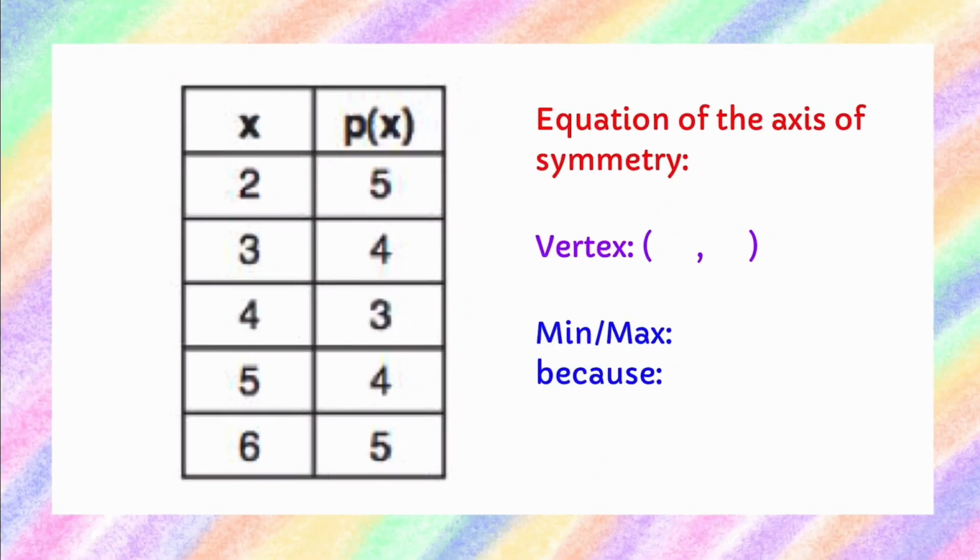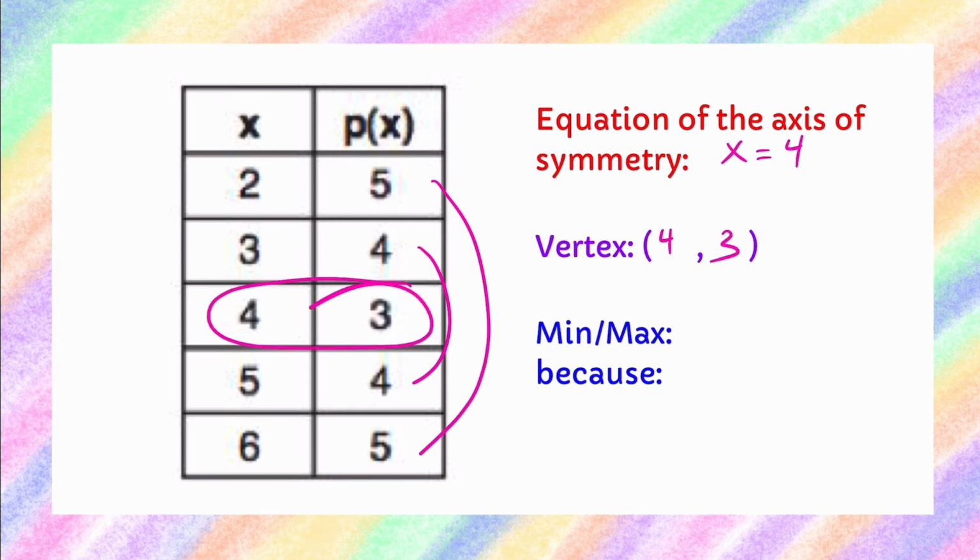Let's try another one. What is the equation of the axis of symmetry? That will be x equals 4. We find our middle. That's 3. 4 is the x value attached to that middle number. What are the coordinates of the vertex? That'll be 4, 3, because that is right in the middle. Would this be a minimum or a maximum, and how do you know? So this is a minimum because 3 is the smallest y value here.